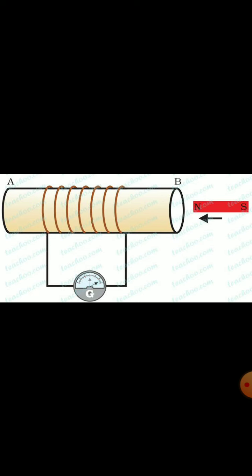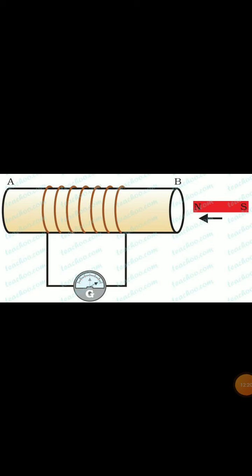Now, for example, the coil is stationary, at rest. Now again, the magnet is moving, but this time the south pole of the magnet is nearer to the B end of the coil. Then what will happen? It will show deflection towards the left. Earlier it was showing right. This time we have the south pole nearer to B, and then it will be in the opposite direction. So it will move towards the left side. So this way it will be opposite.